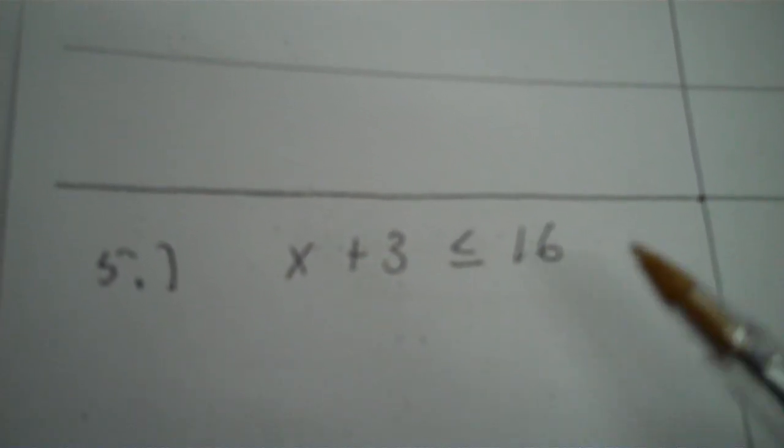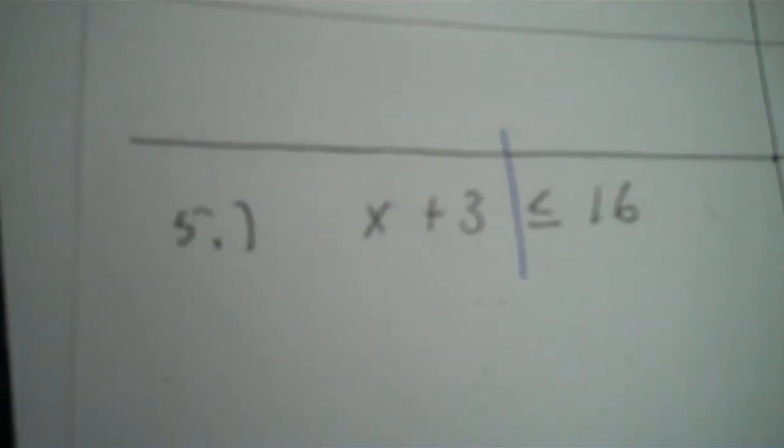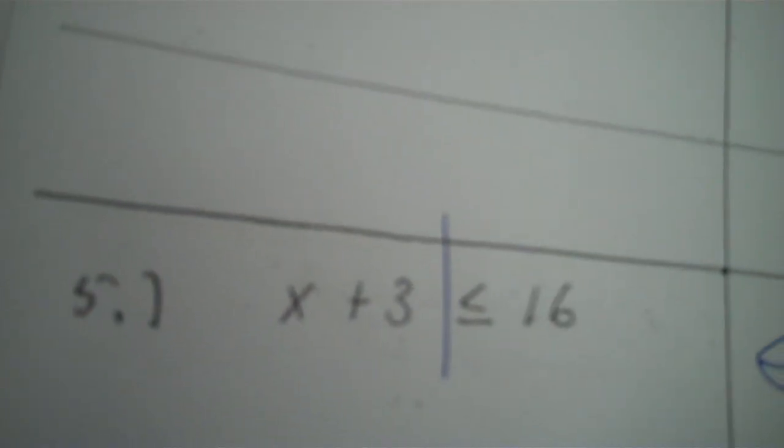Okay, now let's solve some inequalities and graph the solutions. Find out all the possible numbers x can be. So with inequalities, it's infinite, so you just make a number line. So x plus 3 is less than or equal to 16. So we make a 0 on a number line. And now x has an operation with it of +3.